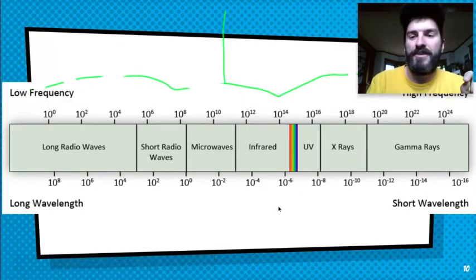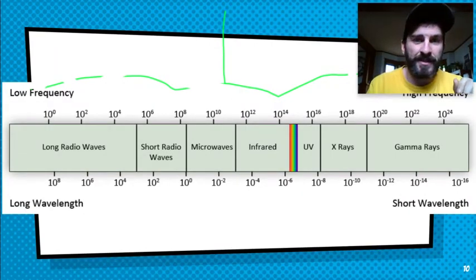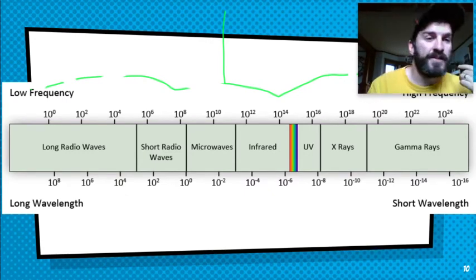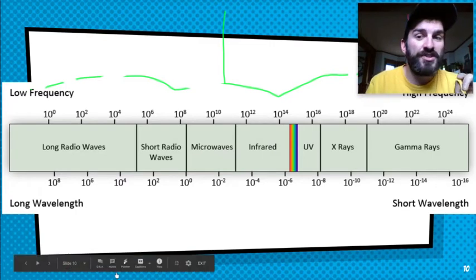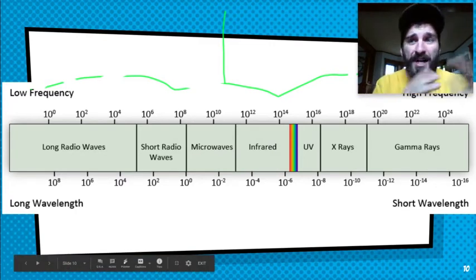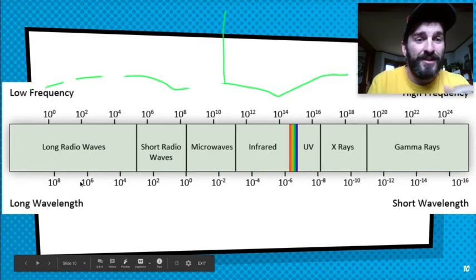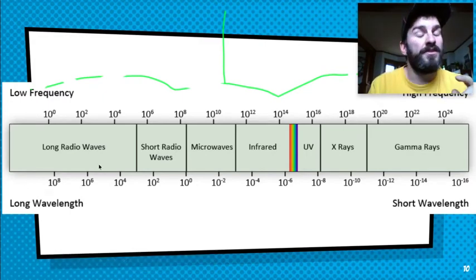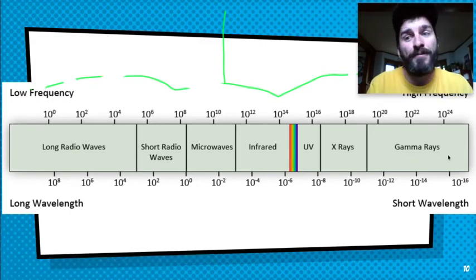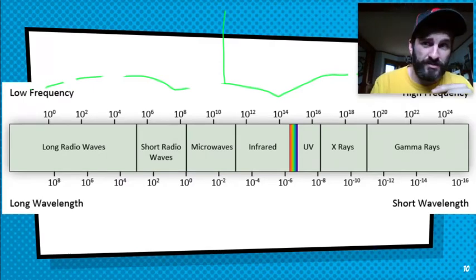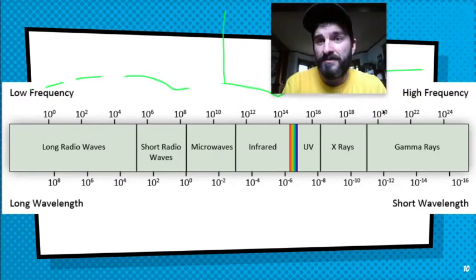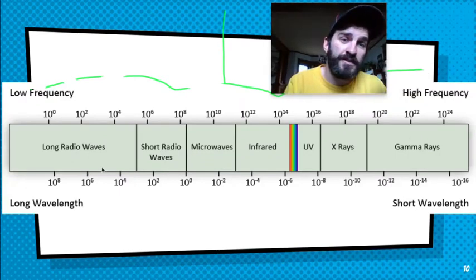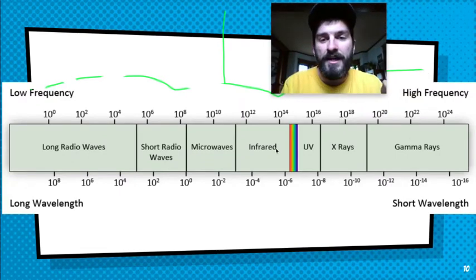So here's just another blown up version of the electromagnetic spectrum. If you need this for any reason, you can go into Google, type in electromagnetic spectrum, and it'll be there for you. It's just a good idea to have an understanding of how these are organized. So long radio waves are the longest types of light that we have, and gamma rays are the lowest wavelength of light that we have. Also, they have the highest frequency, gamma rays, and the lowest frequency are radio waves.